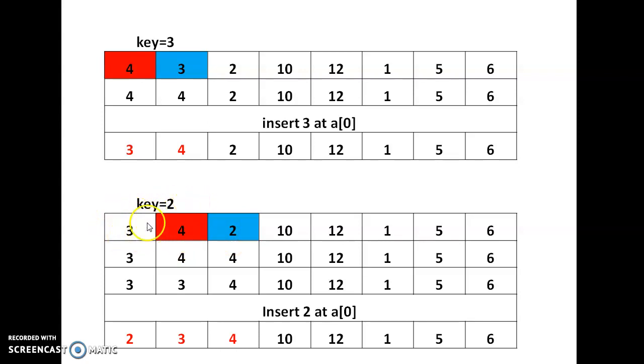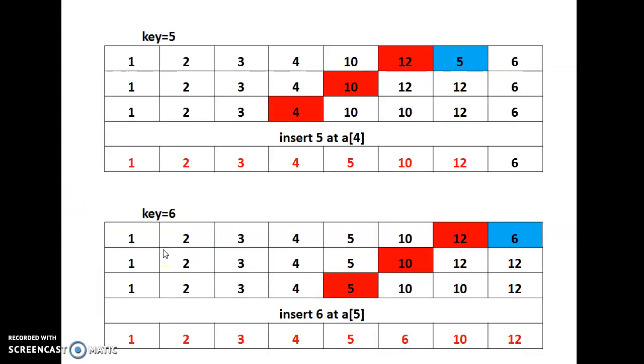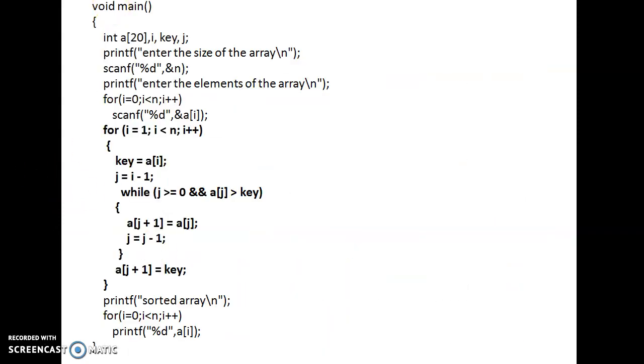Because when we are considering the 0th element, there was no element to compare. That's why we are starting the I value at 1, not at 0. So that's why we have started I value equal to 1 up to the last element that we are considering. That's why I less than n, I plus 1. And key value is considered as A of I.